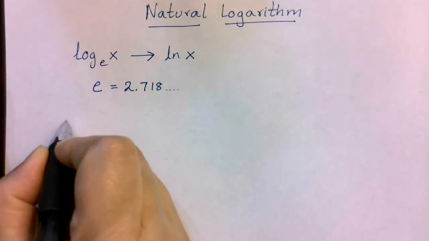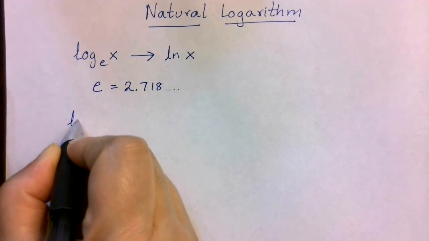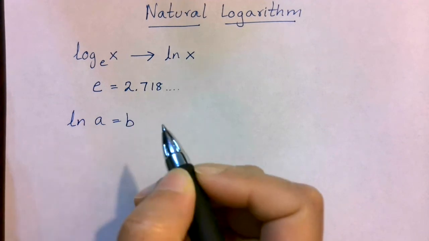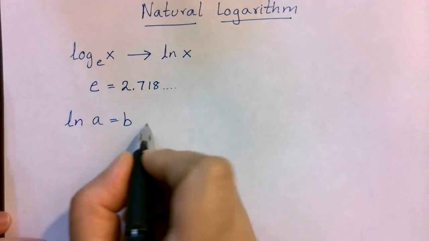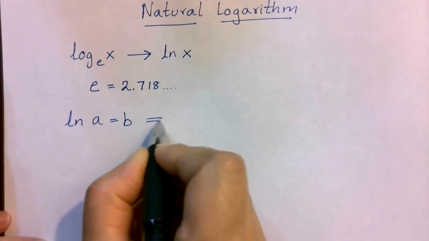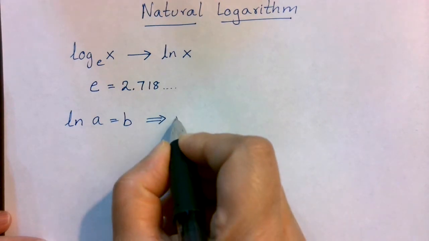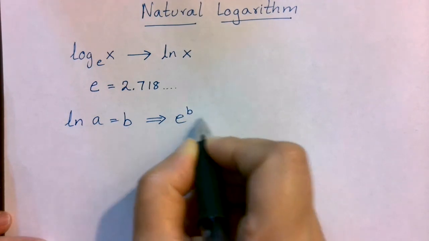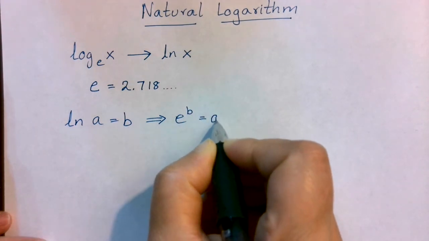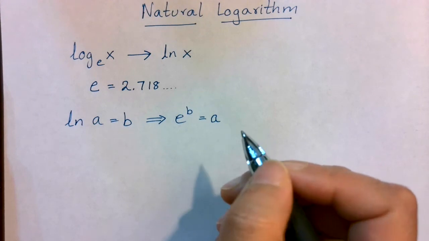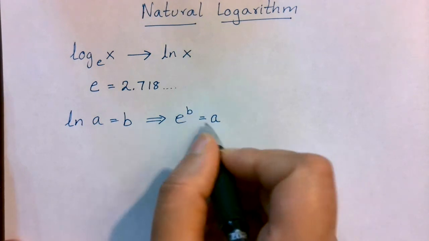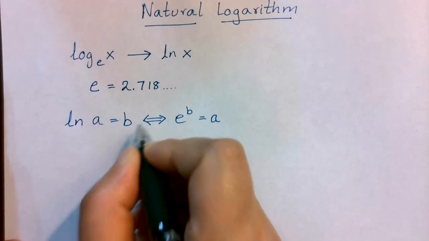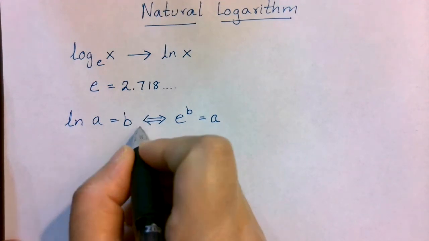Now let's say we have an equation, natural log of a equals b. Now this in exponential form would be e to the power of b equals a. Or if you are given e to the power of b equals a, you can write that in logarithmic form as natural log of a equals b.